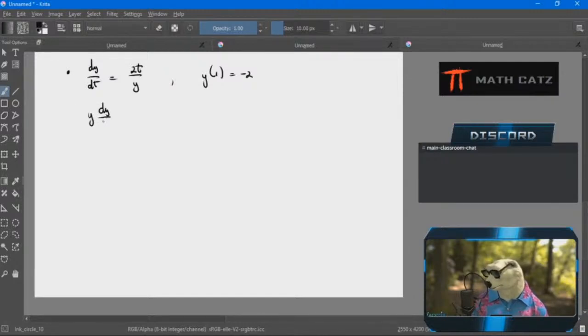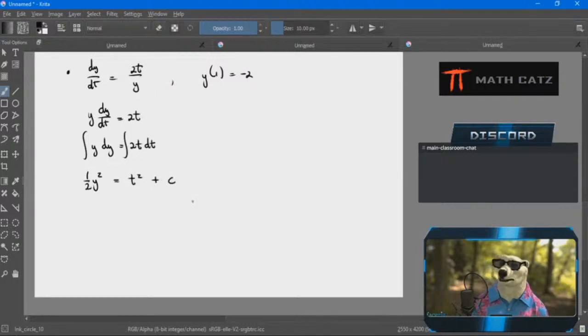y goes to the left, 2t on the right, then multiply both sides by dt, and integrate. The left-hand side, 1/2 y squared. The right-hand side, t squared. And my constants are all grouped together. That's my general solution.